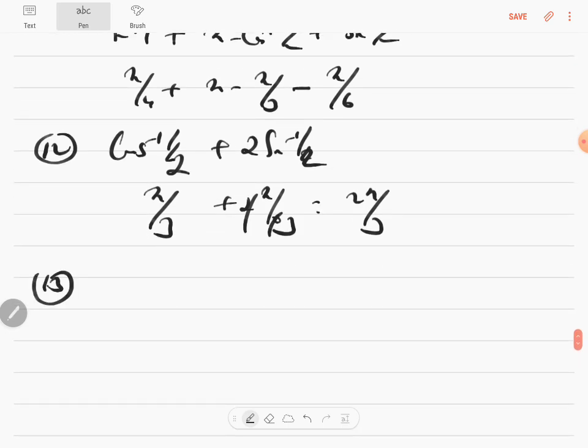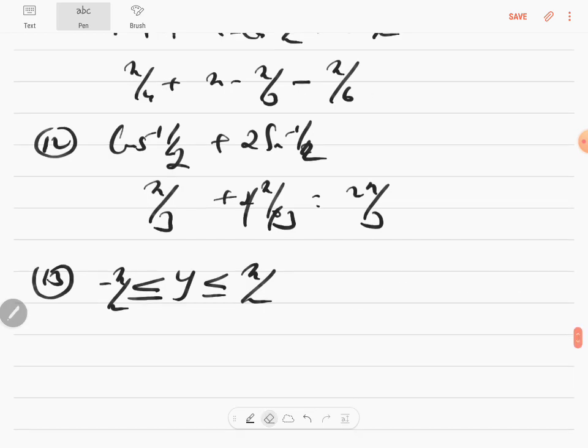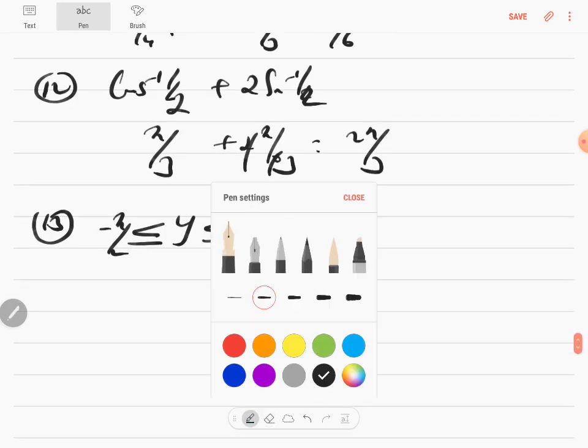The 13th question is the domain and range. They're asking for what will be the y value for a sine graph. I just taught you, you all know it, y is going to lie between minus pi by 2 to pi by 2. If it's a cos graph, you obviously know it's from 0 to pi. Okay, so depending on whatever is the answer, your domain x will be lying from minus 1 to plus 1.